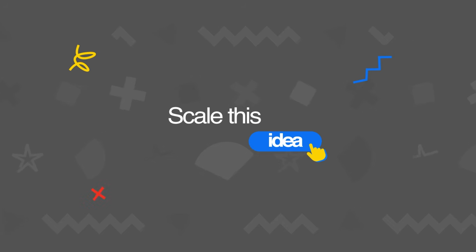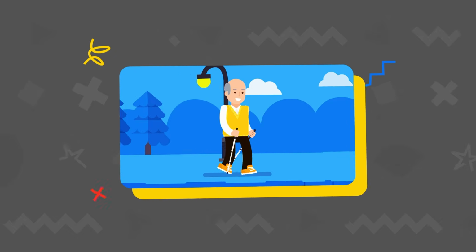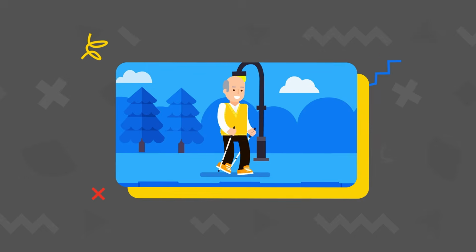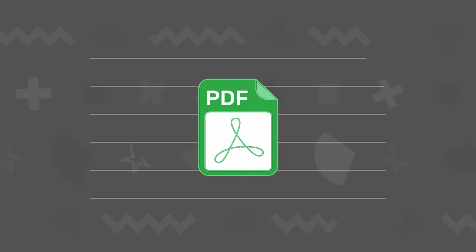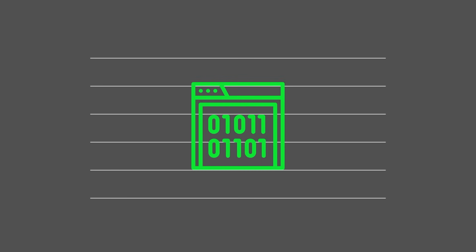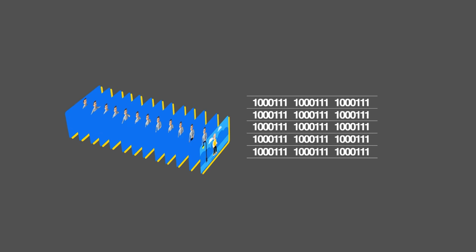Now we scale this idea. Instead of hiding data in one image, we hide data across thousands of frames. Here's the workflow. Step 1. Take a file you want to store. Step 2. Convert the file into binary. Step 3. Break that binary data into chunks. Step 4. Encode those chunks into pixels across video frames.